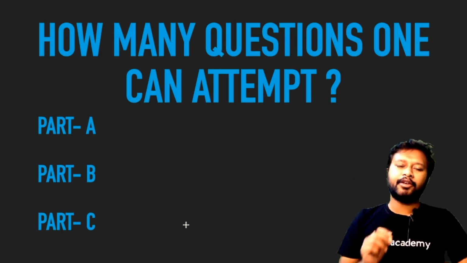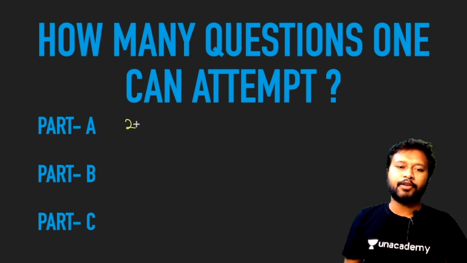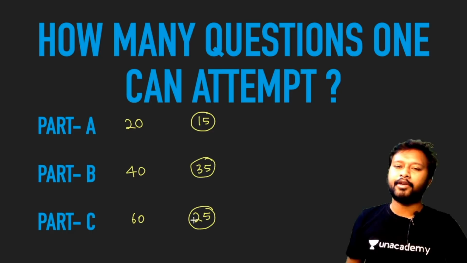The second very important thing is how many questions one can attempt. I hope most of you already know this, but let me just clear this up. In part A you get 20 questions in total, but out of those 20 you only have to attempt 15. In part B there are a total of 40 questions. Out of 40 you only have to attempt 35 questions. In part C, there are a total of 60 questions, and out of 60 you only have to attempt 25 questions.